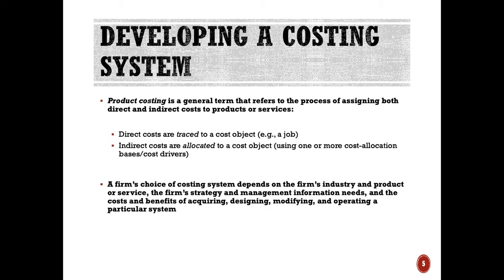Developing a costing system. Product costing is a general term that refers to the process of assigning both direct and indirect costs to products or services. Direct costs are traced to a cost object, for example a job. Indirect costs are allocated to a cost object using one or more cost allocation bases or cost drivers. Last week we learned about cost drivers. Maybe you can check your notes.